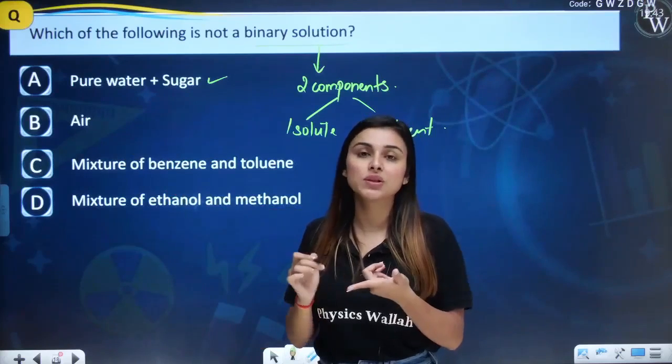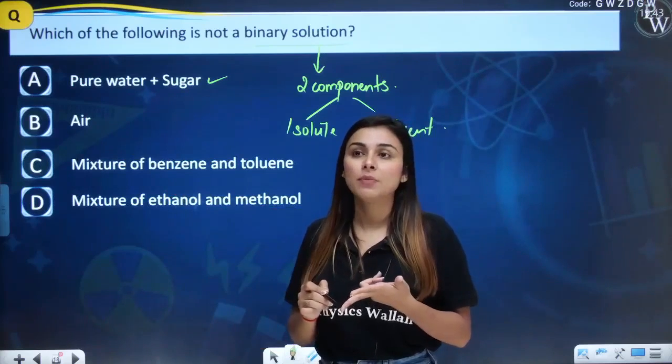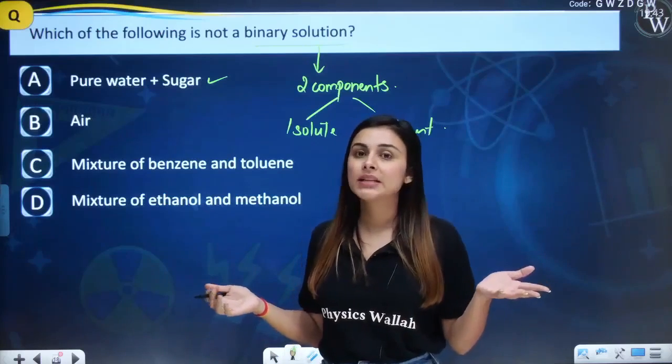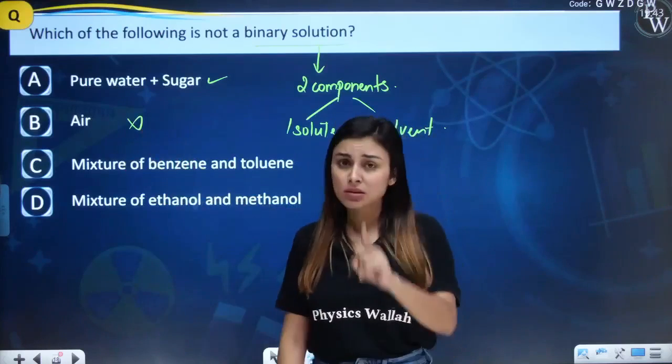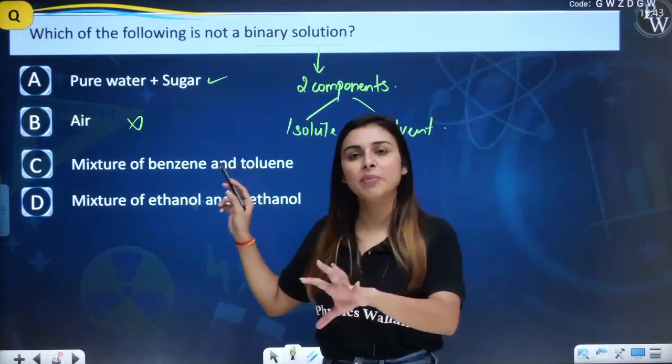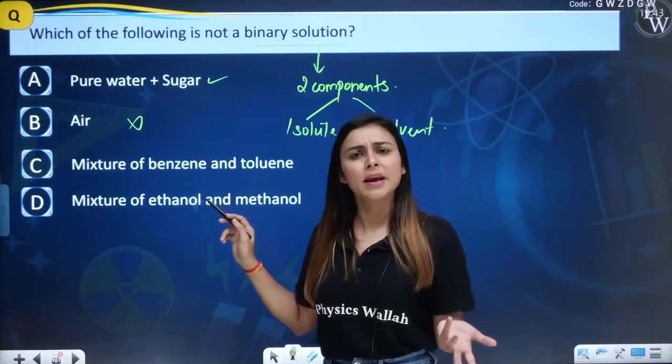You have N2, you have CO2, you have O2, you have methane, you have ethane. There are n number of gases in air, right? Yes. So this is not a binary solution. Let's see others. Mixture of benzene and toluene. You have benzene and you have toluene. It is a binary solution.